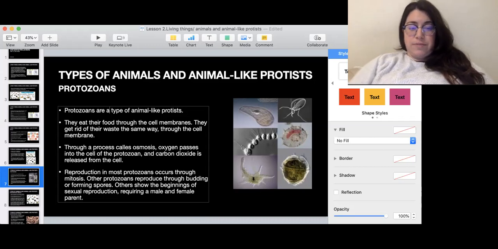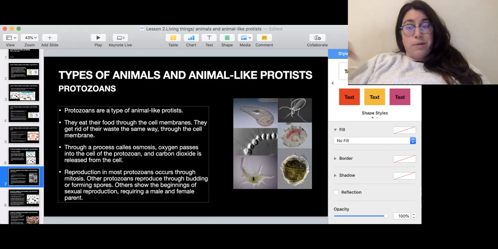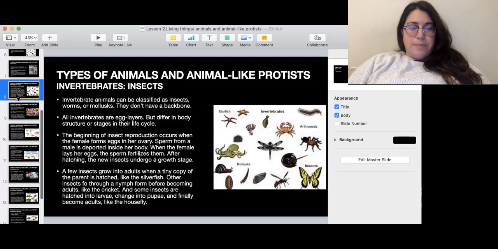And then reproduction in most protozoans occurs through mitosis. We have talked about mitosis a lot this year, but remember that the cells divide and then form new cells. Other protozoans reproduce through budding or forming spores. And then other protozoans show the beginning of sexual reproduction, requiring a male and a female parent, like what happens with humans. Okay, let me go to the next one.